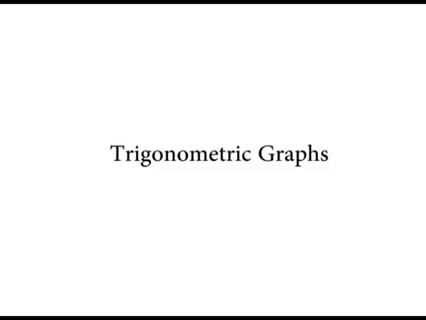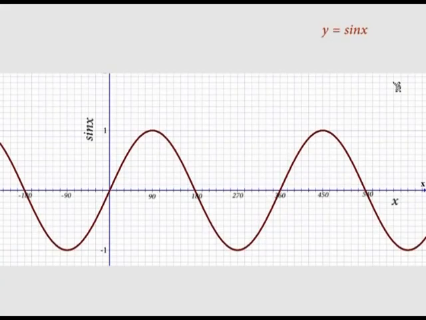Next, trigonometric graphs. Now, when we plot trigonometric ratios against their corresponding angles, we obtain trigonometric graphs. For example, when angles are plotted on the x-axis and the sines of those angles on the y-axis, we obtain this graph. It is called a sine wave. We say it's periodic because it repeats itself after some distance or periodically.